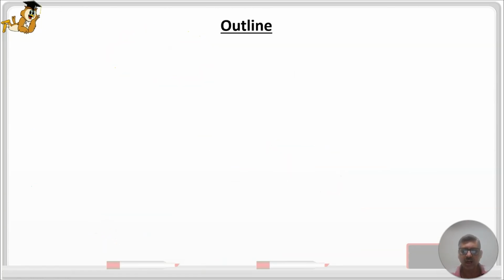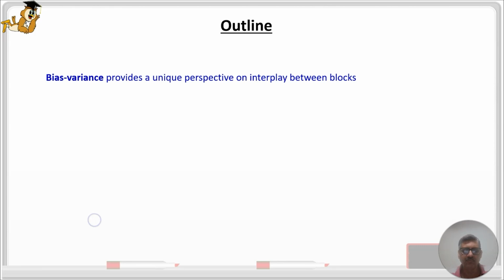Okay, so here is the outline of today's lecture. We are of course going to study the bias variance theory, because that is the topic of today's lecture. And like I said, it provides a unique perspective on interplay between the blocks. So that's the important reason for studying the bias variance theory.